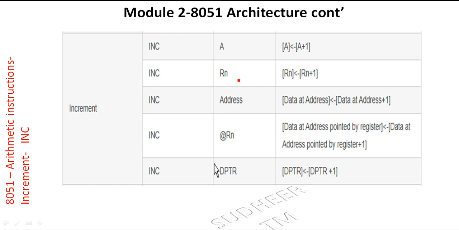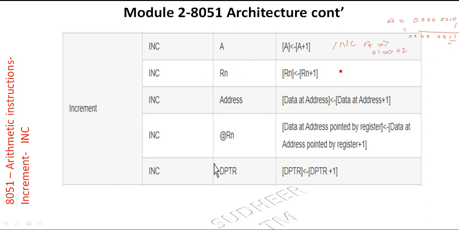INC A means it increments the content of the accumulator. The accumulator will be increased by 1. For example, if A is 0 0 0 0 0 0 1 0, then after executing INC A it will just perform plus 1. The content will be 0 0 0 0 0 0 1 1, meaning 01 will increase to 02. Every increment will increase the content of the accumulator by 1.